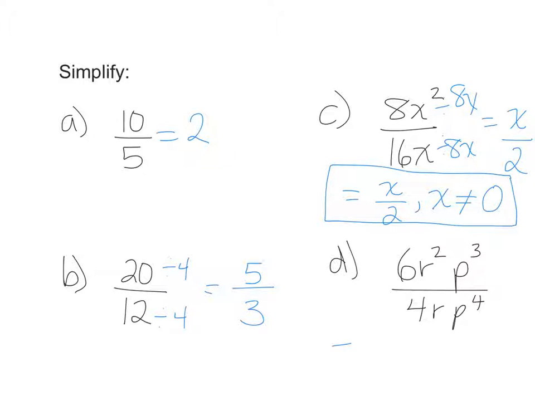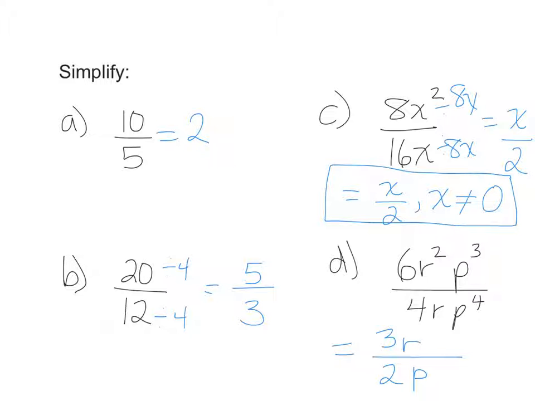And the last one, 6 and 4 can both be divided by 2. So we'll make that 3 and 2. I'm just going to do it in pieces instead of all together. The r's can both be reduced by r. So that leaves you with just 3r on the top and no r's on the bottom. And then the p's, p cubed, yeah, you can divide them both by p cubed, so it leaves you with a p on the bottom.